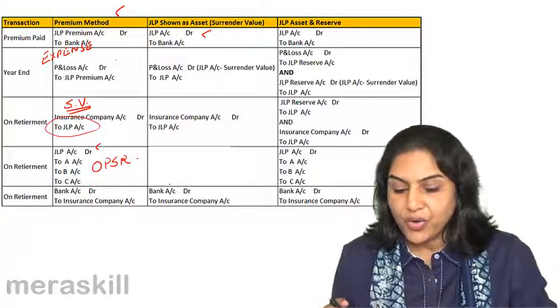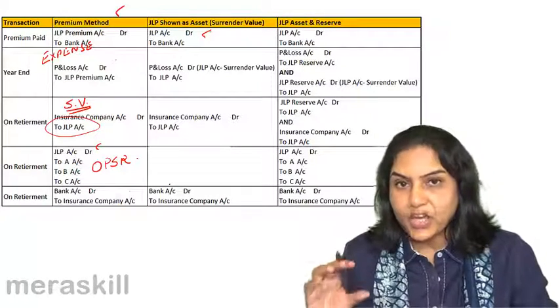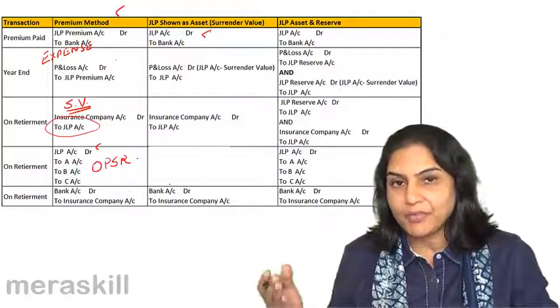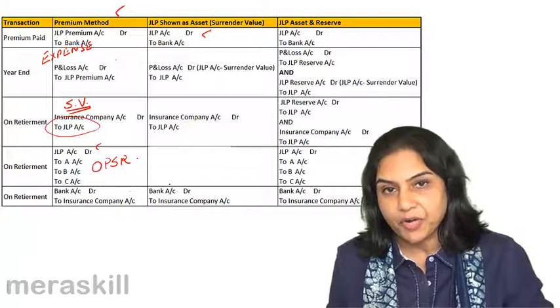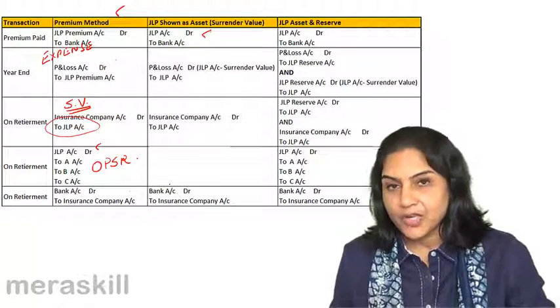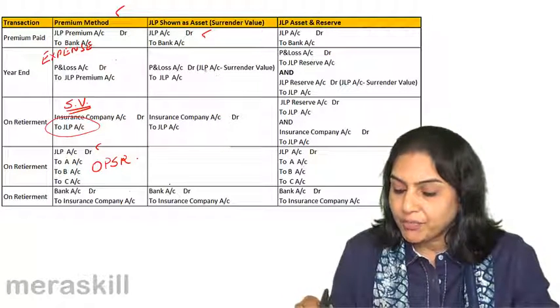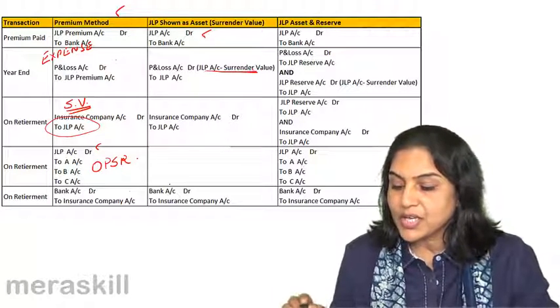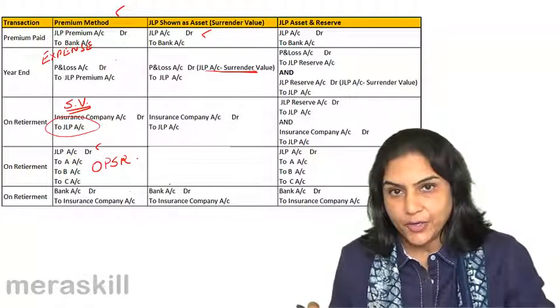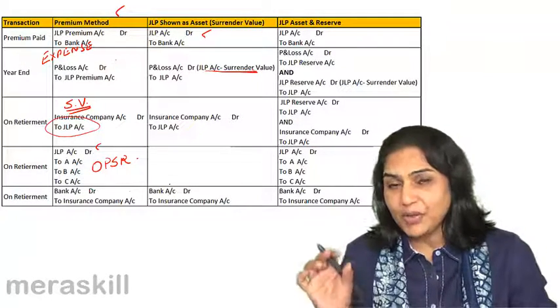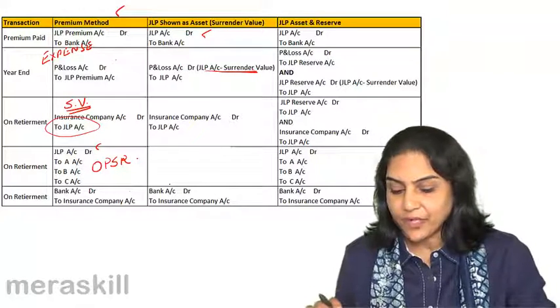So, what do we do now at the year end? We write off the excess amount. Anything above the surrender value in the joint life policy account, we write off to the profit and loss account. Profit and loss account debit to joint life policy with joint life policy account balance in that account minus surrender value. So JLP will be shown at the surrender value.